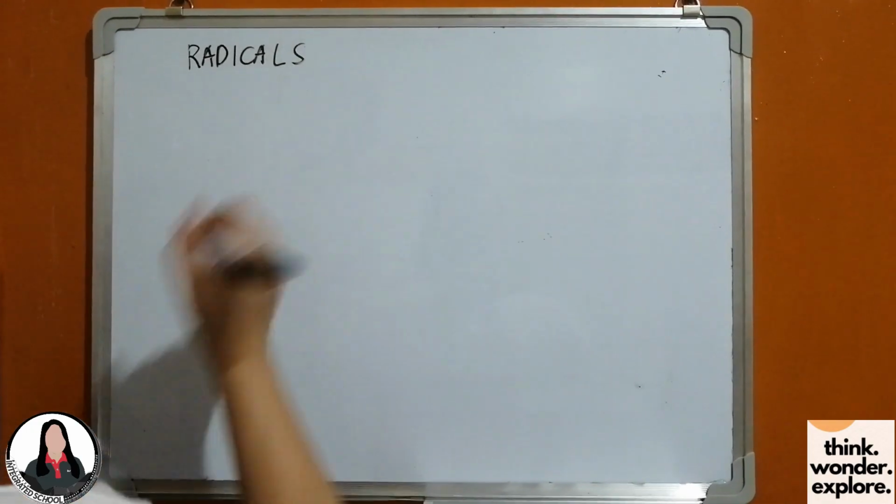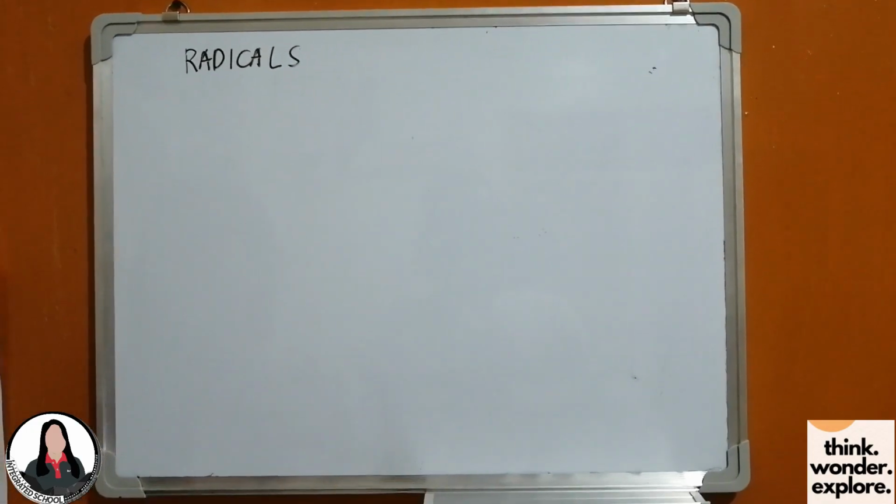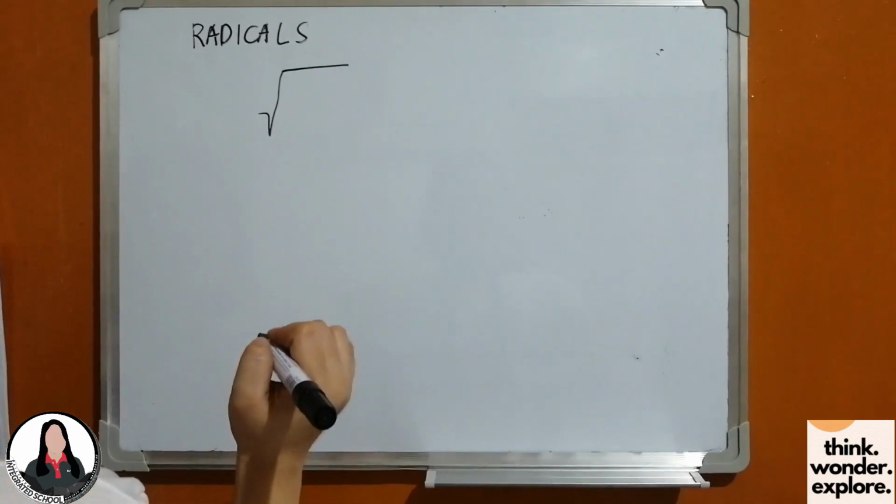Since we are done with the definition of rational exponents, how to simplify and evaluate them, pupunta naman tayo sa isa pang importanteng part ng lesson na ito, which is radicals. So, ano nga ba ang radicals? Radical expression or radicals are expressions containing the symbol called radical sign.